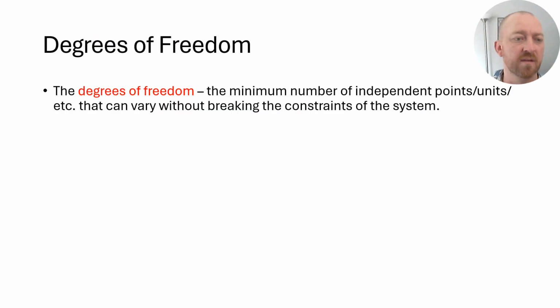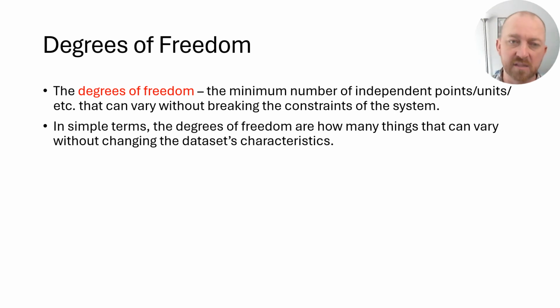Okay, so the degrees of freedom, the technical definition, is the minimum number of independent points or units that can vary without breaking the constraints of the system. Now, of course, that probably doesn't make a whole lot of sense, especially if this is your first time being introduced to statistics. So I'm going to try to make that a little more digestible. In simpler terms, it's sort of how many things can change without changing the data set's characteristics. It's going to make more sense as we go through some examples here.